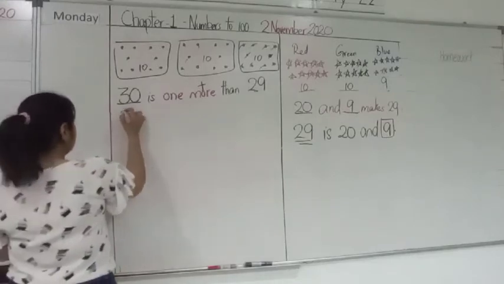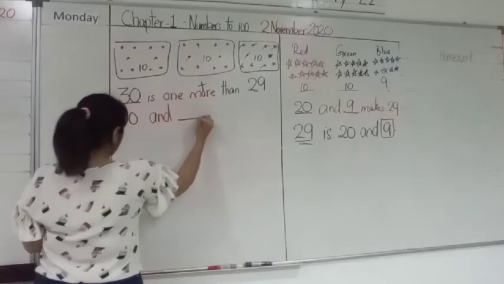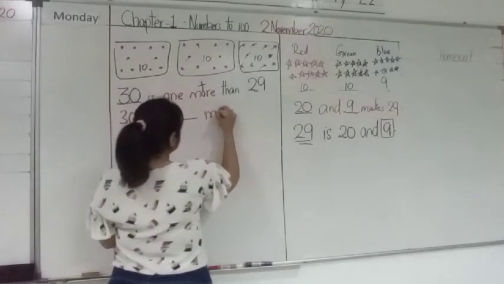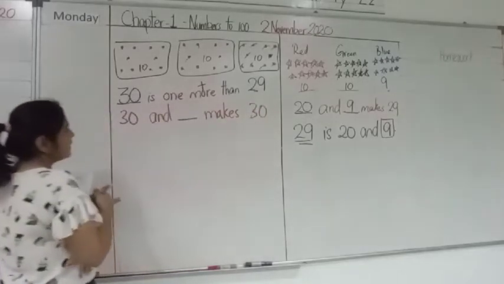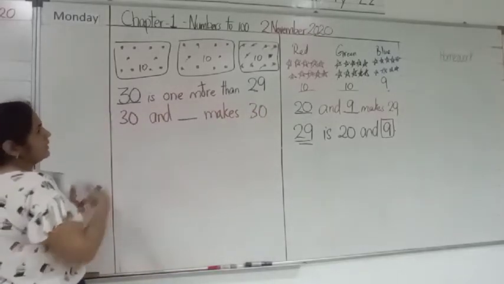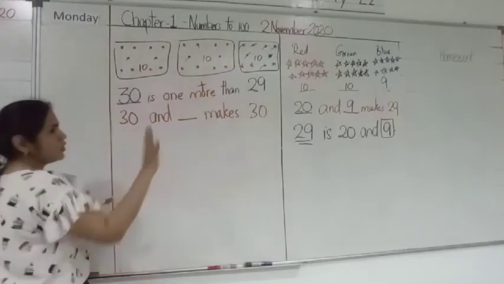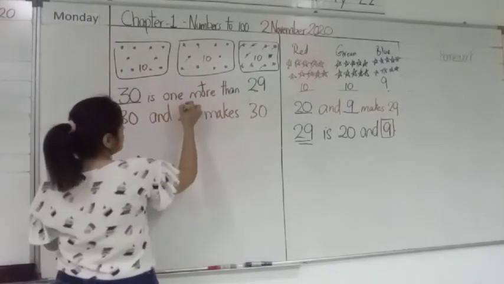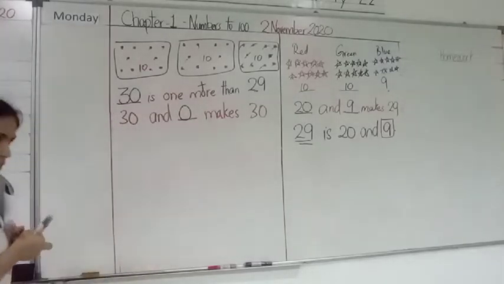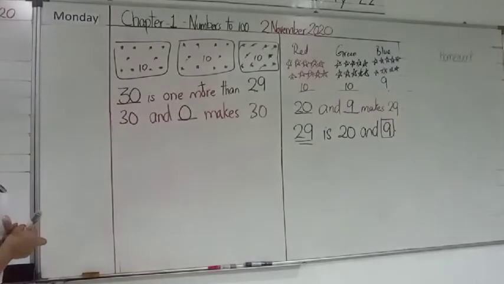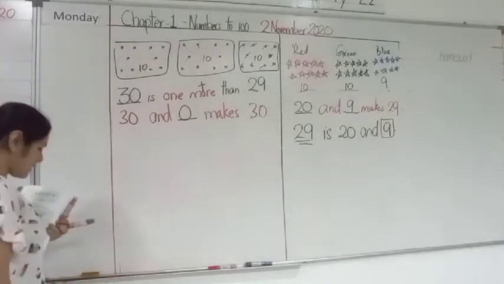Now, next line, this is 30 and dash makes 30. Now, in 30, how many tens and ones? How many tens? There are 3 tens. How many ones? No ones. So it is 0. So 30 and 0 makes 30. 3 tens and 0 ones make 30.